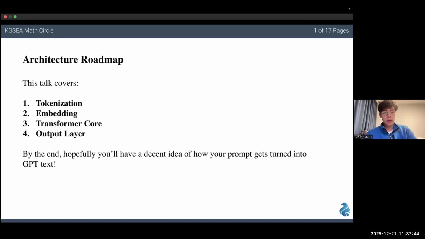Before I begin, I'd like to give a broad roadmap of what I'll cover today. This will cover all the major steps of LLMs, including tokenization, embedding, the transformer core, as well as the output layer. By the end, hopefully you'll have a better idea of what's going on behind the scenes, under the hood, and how your prompt gets turned into GPT text.